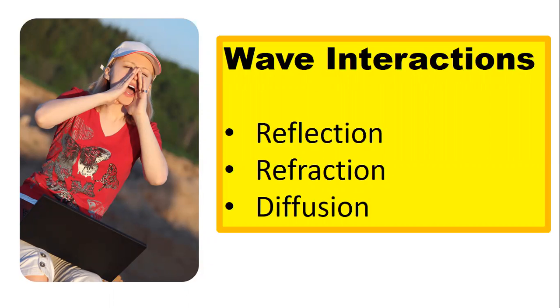An echo is just one example of how waves interact with matter. Waves interact with matter in several ways. The interactions occur when waves pass from one medium to another. The types of interactions are reflection, refraction, and diffraction. That should say diffraction, not diffusion, sorry. Each type of interaction is described in detail now. We're going to start with reflection.